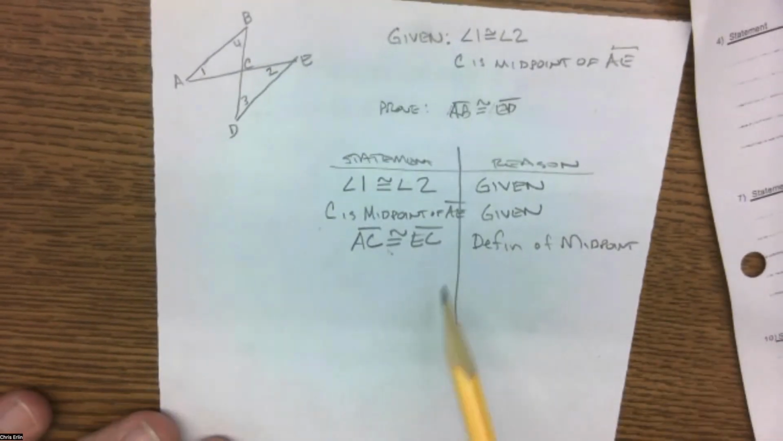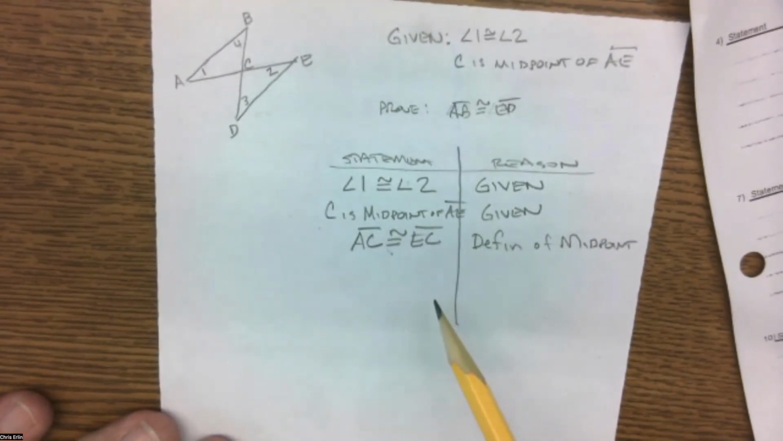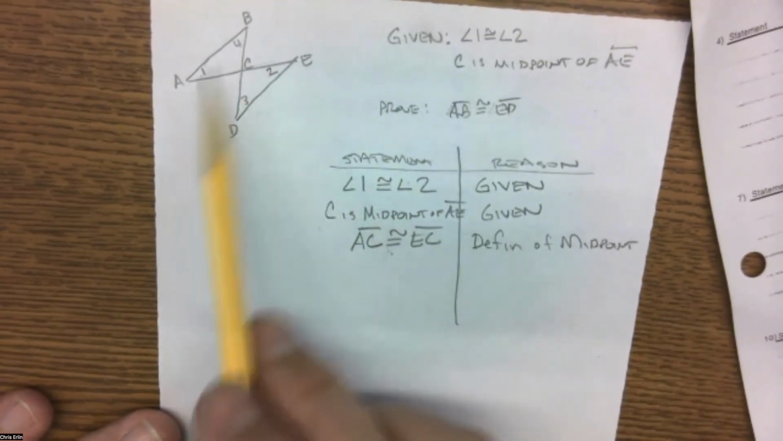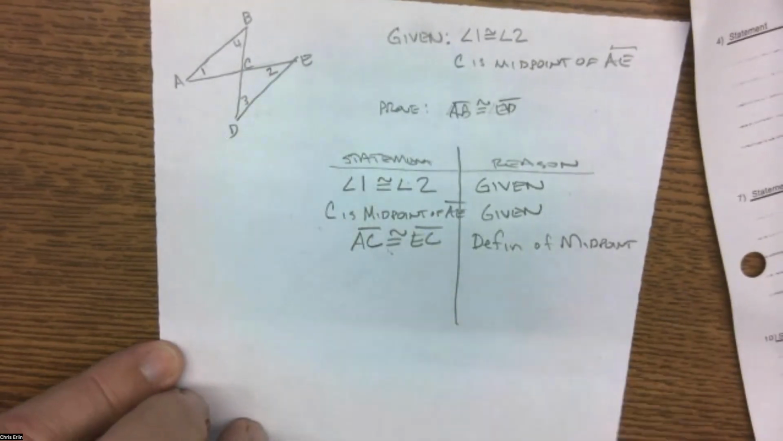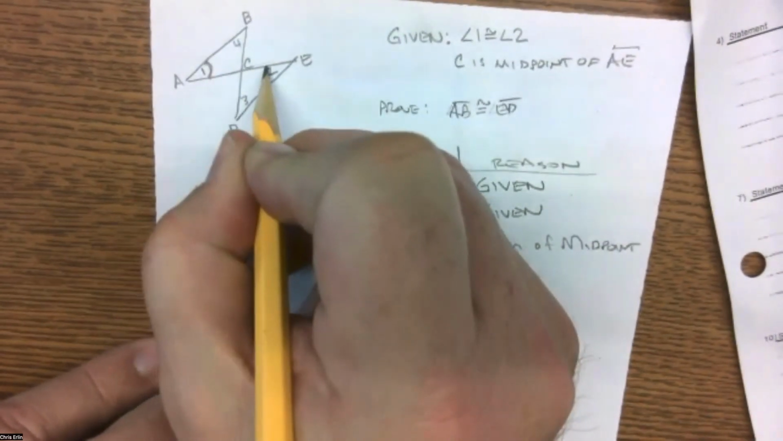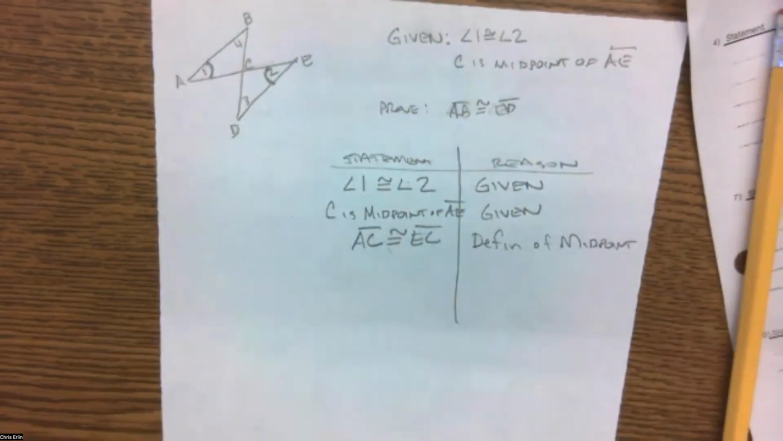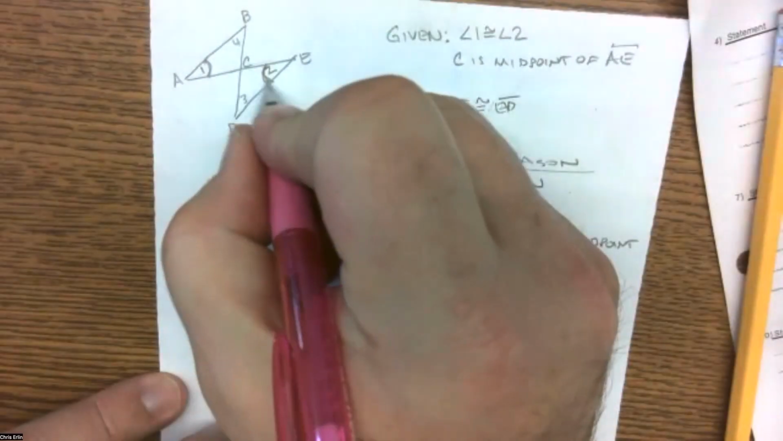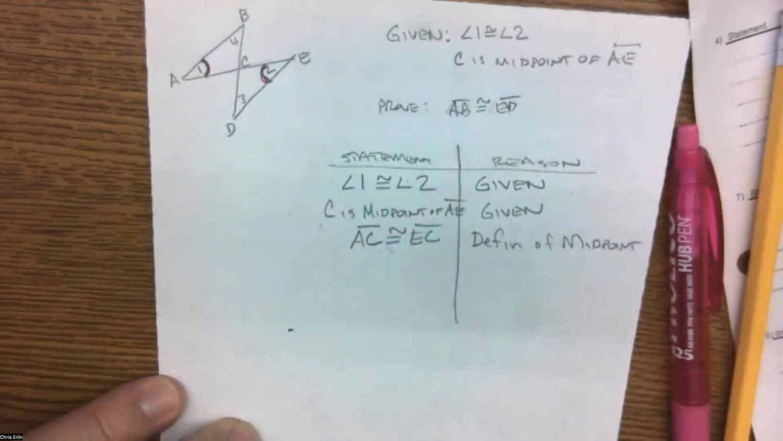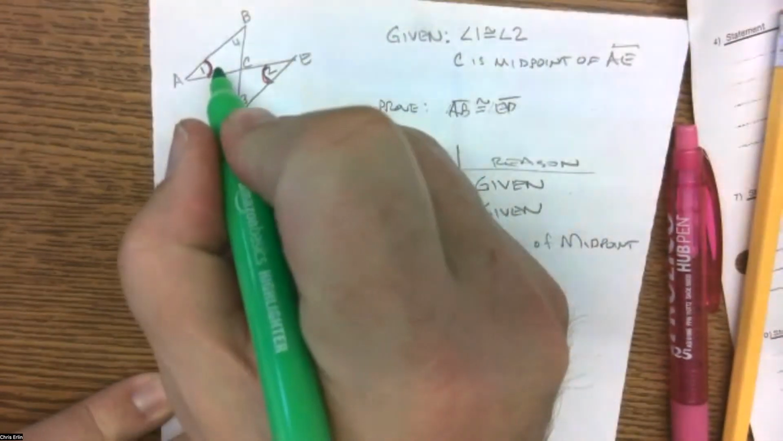Okay. Now, I have not been doing a trick I gave you guys to make things easier for us in the end. What should I be doing as I write things in here? Marking it on the picture. So angle 1 and angle 2, I'm going to mark those angles as congruent. Let me just get some color in here. And then we just came up with AC and EC.